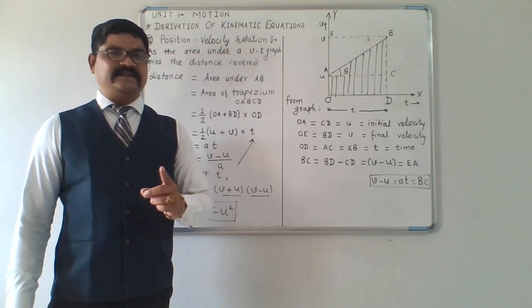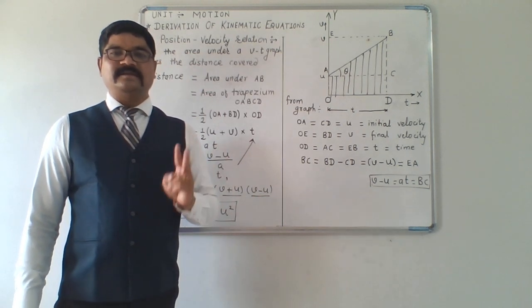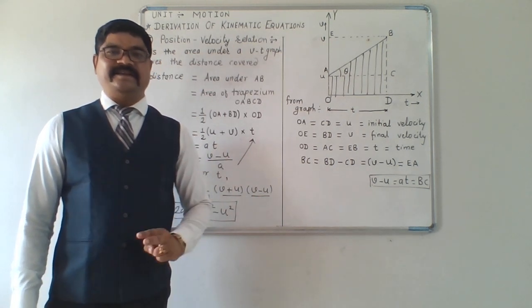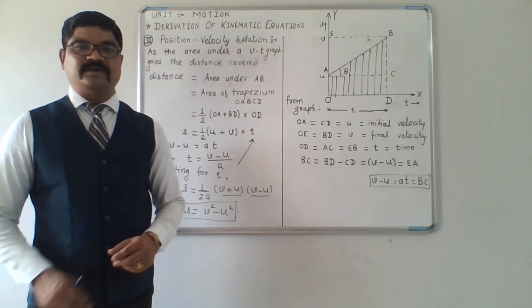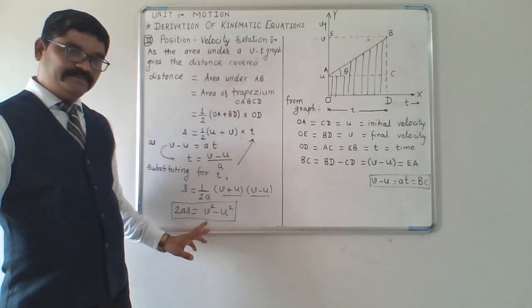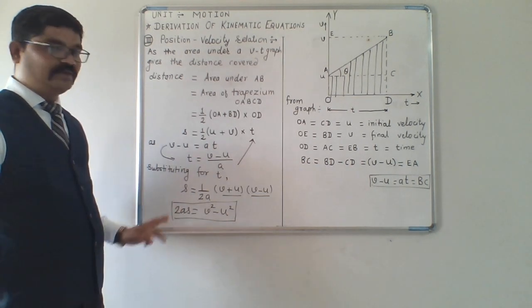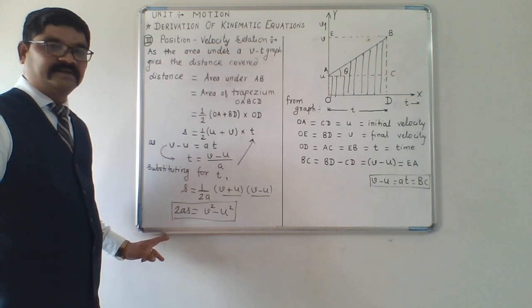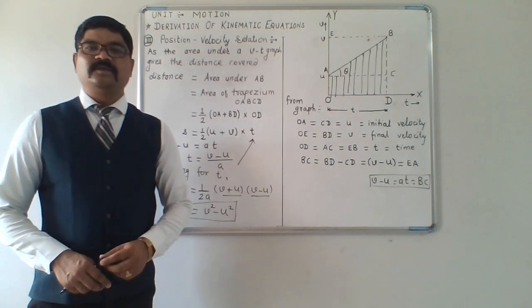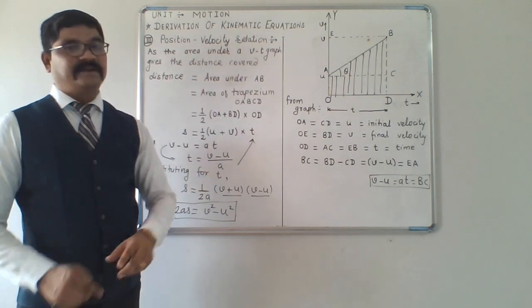Repeating again, the first equation is v equals u plus a into t. The second kinematic equation is s equals ut plus half at square. The third kinematic equation is v square is equal to u square plus 2as. This u square will come on the left hand side. So this is what for the derivations of kinematic equations.